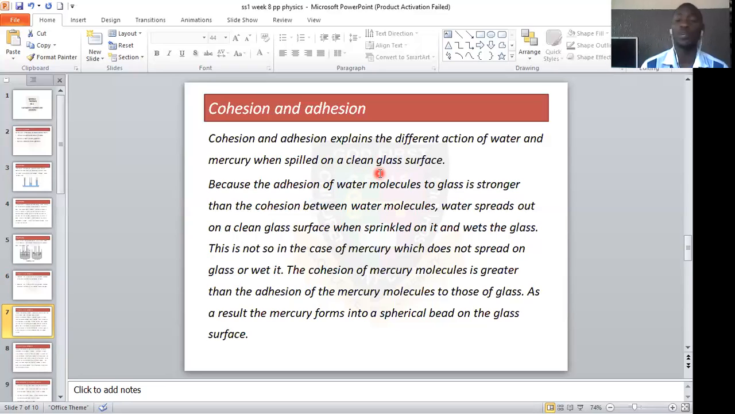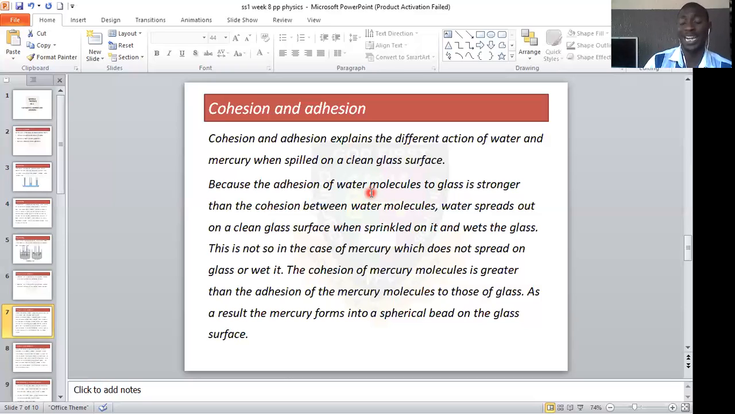If mercury is sprinkled on the glass, it slides down together. It doesn't wet glass. It doesn't scatter, unlike water, which when you sprinkle it, scatters but sticks on the glass. But mercury, on the other hand, doesn't wet glass. It slides or creeps down the glass. Now, when water is sprinkled, that's what I'm going to explain now.